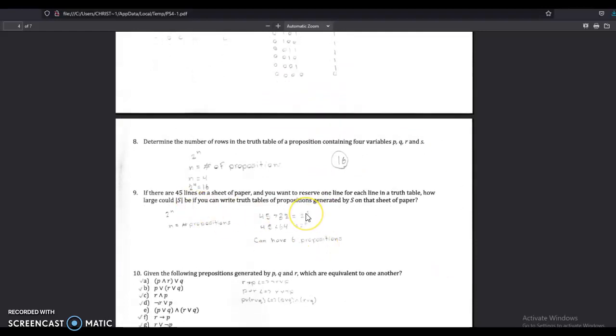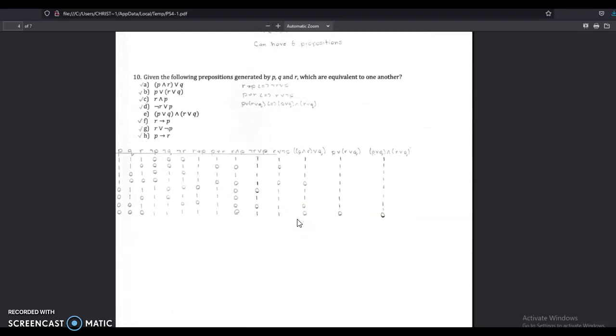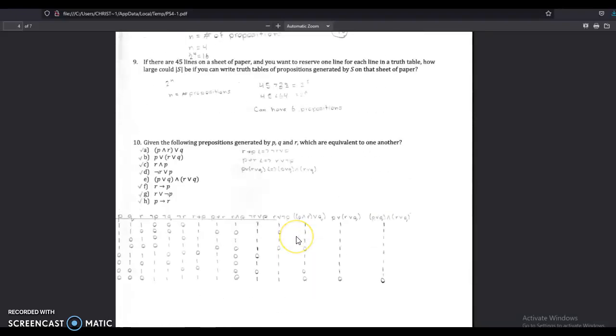I'm going to skip number 9 since I already explained number 9 for my assigned value. I'm going to go ahead and skip to number 10. So just given the propositions generated by Q and R, which are equivalent to one another.